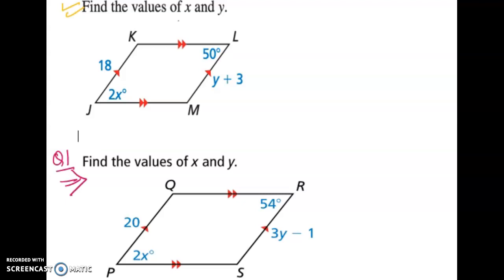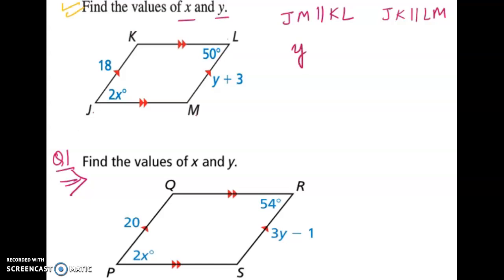In this particular case, they are asking about finding the values of x and y. If you analyze this diagram, we have arrowheads on the segments JM and KL. That means JM is parallel to KL, first thing. Also, there is a single arrowhead on JK and LM. So JK is parallel to LM. And that is the first property of a parallelogram: they are parallel and congruent.